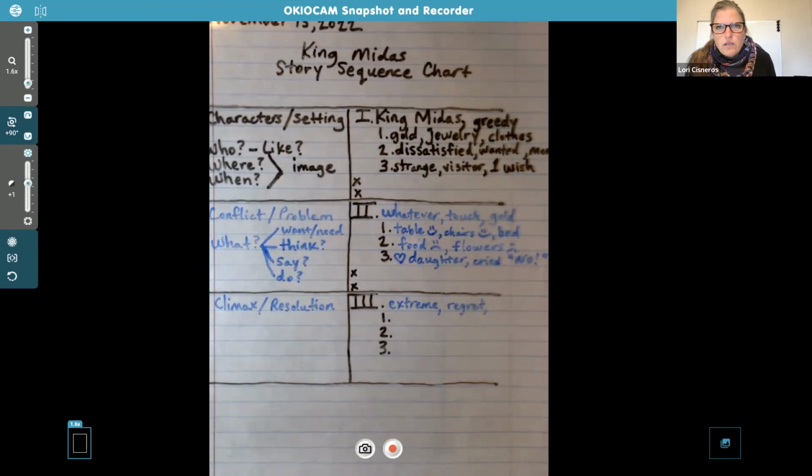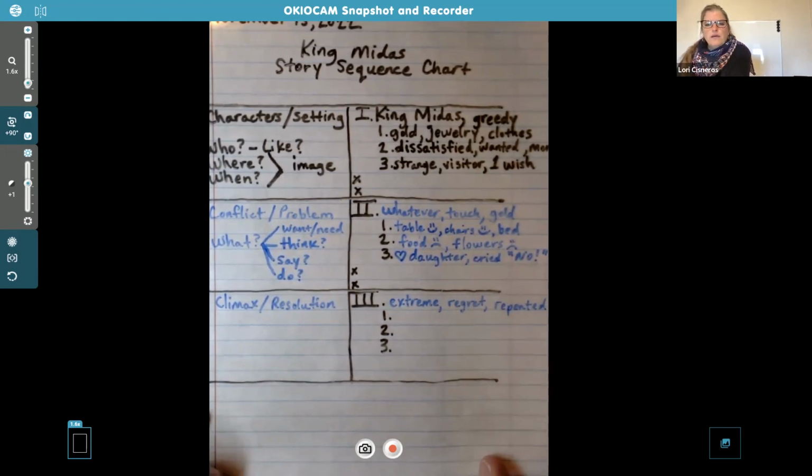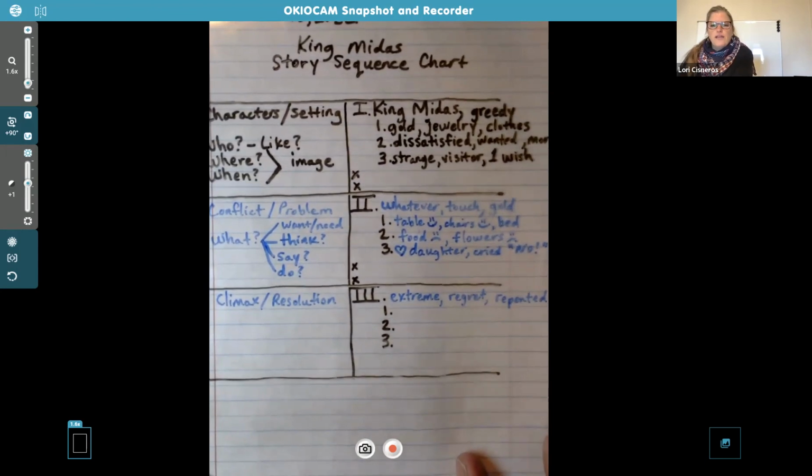It means that he decided he feels bad about it and he decides, you know what, being greedy is not worth it. Because remember, in the beginning, he was so greedy. He had everything gold already. And then he wanted everything to be gold. He wanted more and more gold. And now he lost his daughter. And now he's like, okay, I need to think about my life, and I need to make sure that I don't lose my daughter, right? So let's put the word repent or repented. And repented just means he changed his ways.